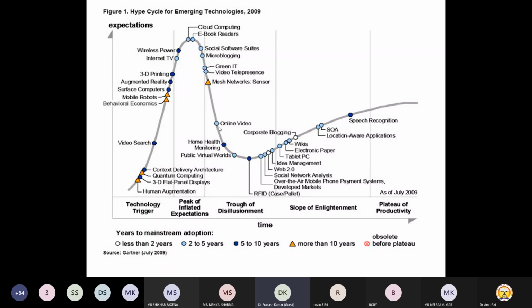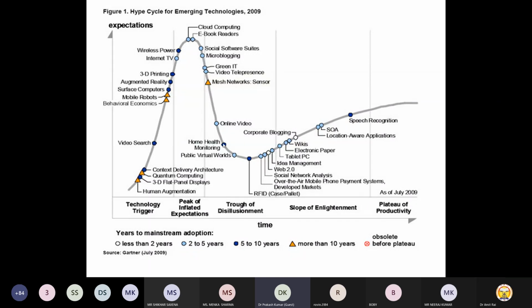So let us try to understand this. What does this colored diagram mean? Here we have cloud computing. In 2009, cloud computing was at its hype, the peak of inflated expectations. Lots and lots of expectations were there from cloud. Whether it is going to be adopted depends upon how it moves ahead through these phases: trough of disillusionment, slope of enlightenment, and then plateau of productivity.